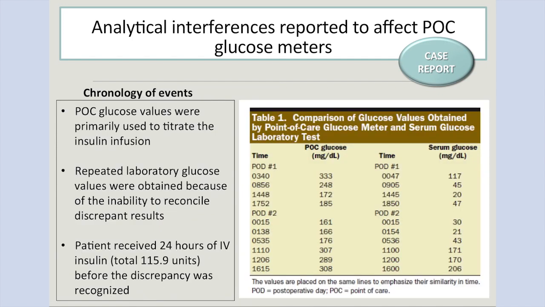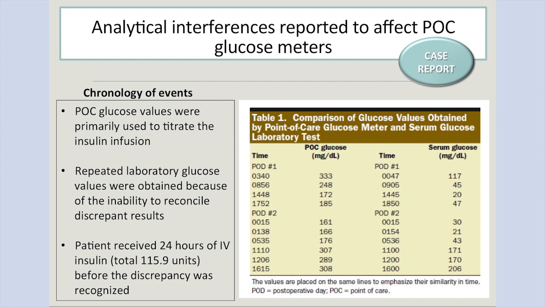This slide is showing just the discrepancies between the point-of-care glucose measurement versus the laboratory's measurement. And interestingly, at the beginning, they used that point-of-care glucose to titrate and get their insulin going. So this is where, again, we can talk about biases, we can talk about correlations, but we really have to be confident about the analytical quality of whatever methods we're going to use to measure glucose, because it can profoundly affect our patients.